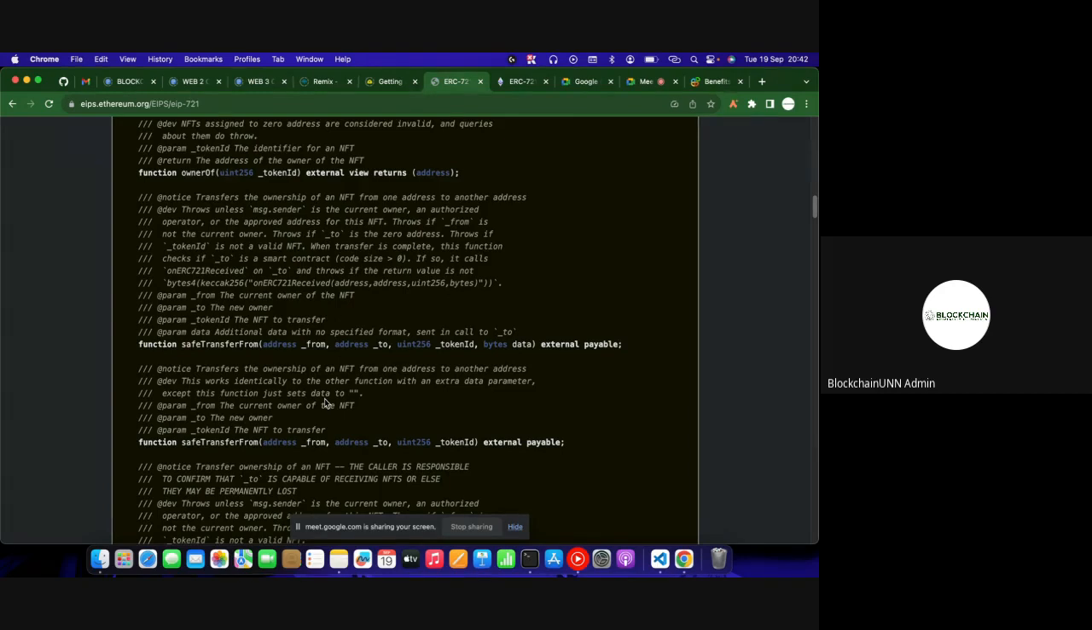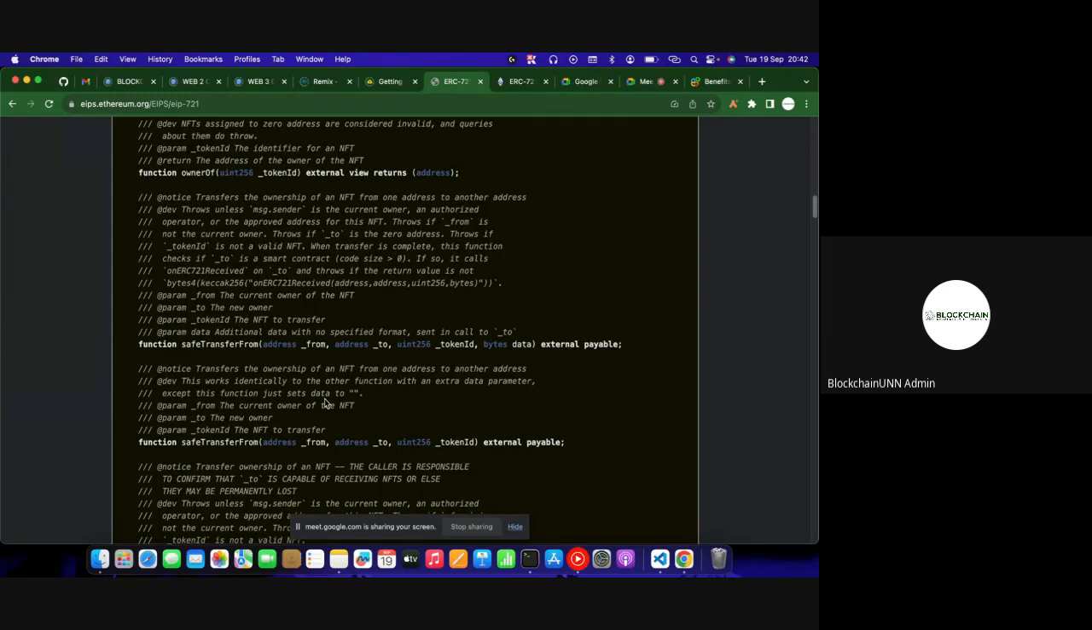But it's also going to throw an error if the to address is a zero address or the address is not valid. Basically the safeTransferFrom is going to throw an error, but I think the normal transferFrom function behaves like the ERC20 transferFrom function, right? It will just go through even if it's a zero address, but you would probably lose the NFT forever. So most times it's advised to use the safeTransferFrom function instead.